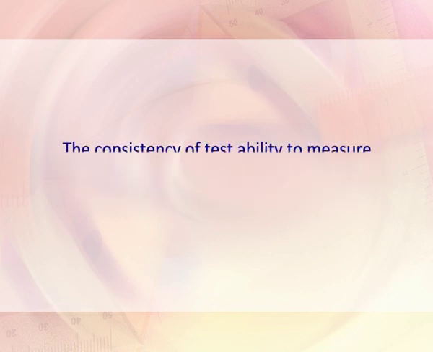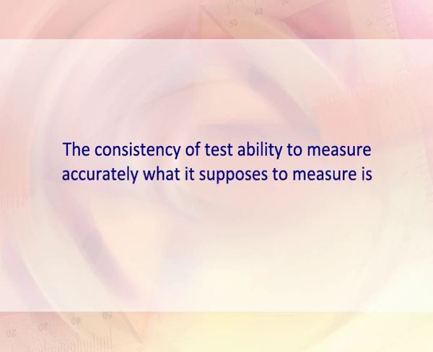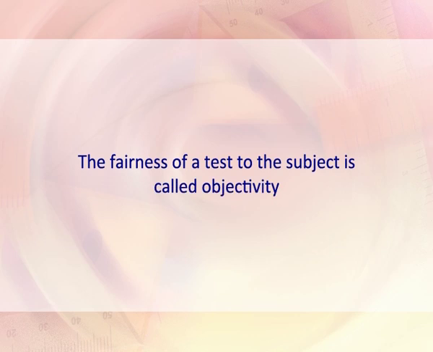Number second is reliability. The consistency of a test's ability to measure accurately what it is supposed to measure is its strength in reliability. It's the extent to which a particular measurement is consistent and reproducible. Number third is objectivity. The fairness of a test to the subject is called objectivity. A biased test does not portray objectivity and hence is not reliable. A test that is objective has high validity and reliability.